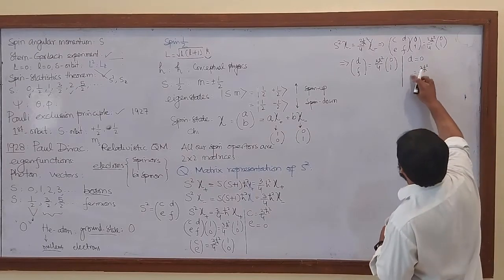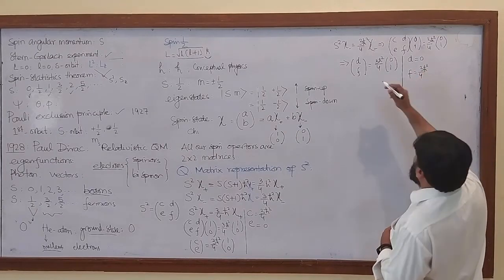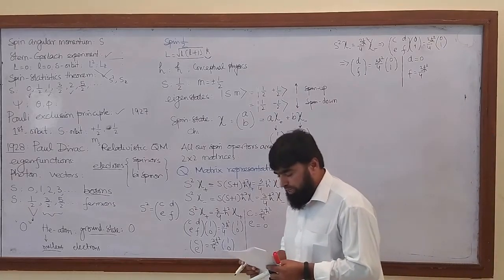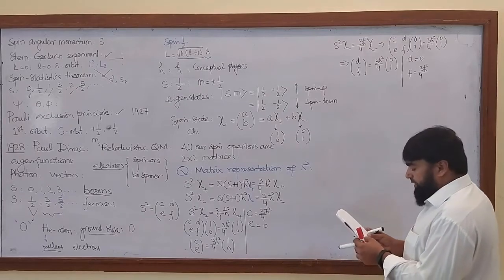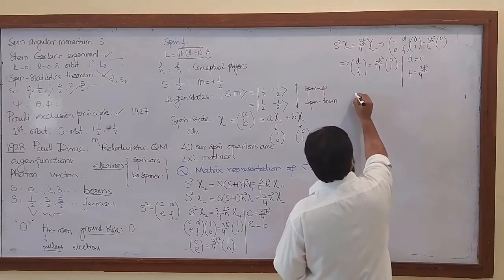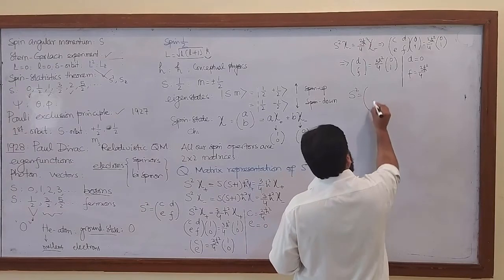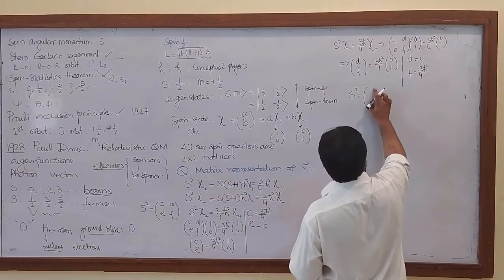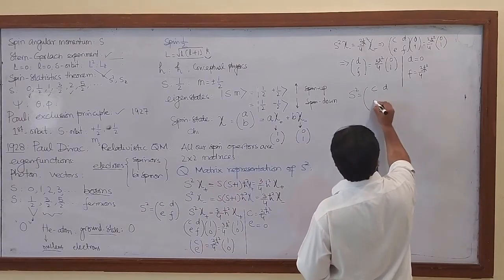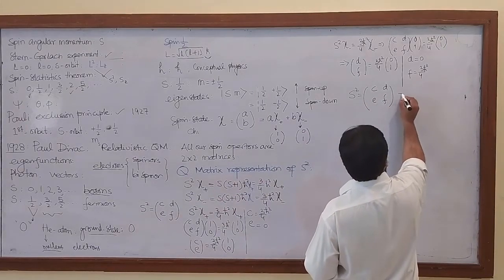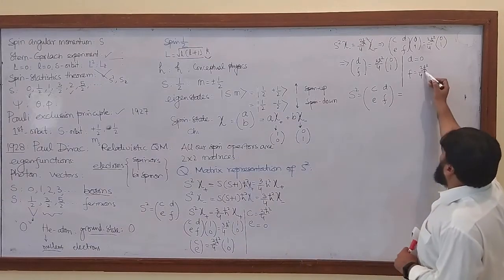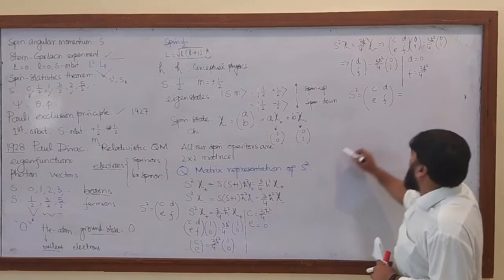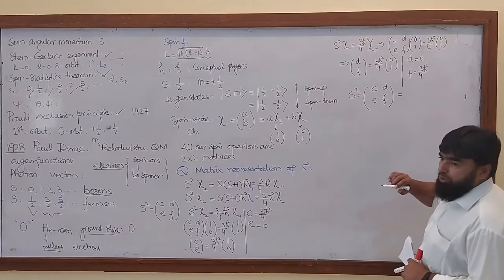Yes, this will be F. So 3 by 4 h bar square and 0. So write the values of S square then. S square is C, D, E, F. Now 3 by 4 h bar square is here and 3 by 4 h bar square is here.